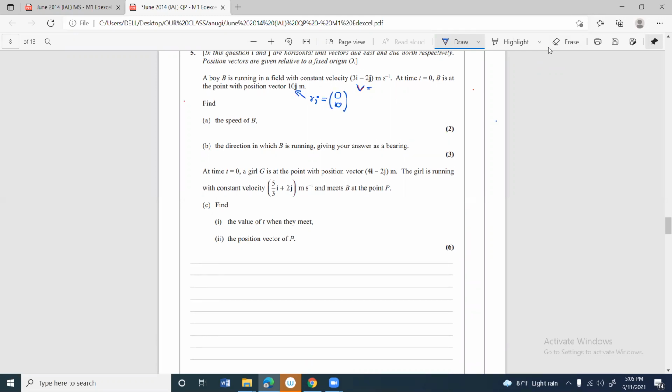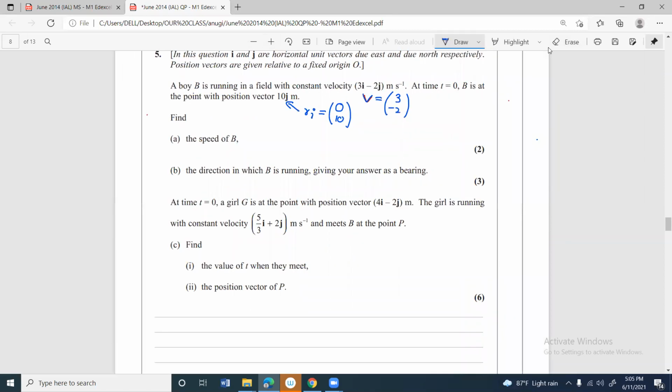And v, you can write as 3, minus 2 in column matrix form. If you write the column matrix form, it's easier for you to simplify. Then find the speed of B. You can find the speed of any vector from the modulus of the velocity. That is the square root of 3 squared plus (minus 2) squared, which is root 13. That's the answer for that.